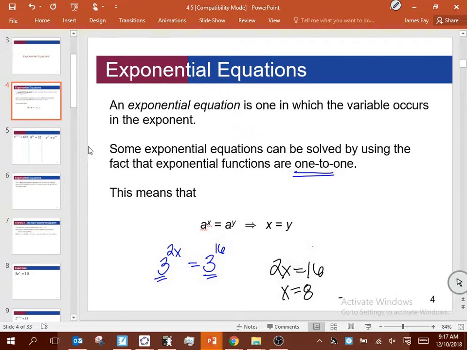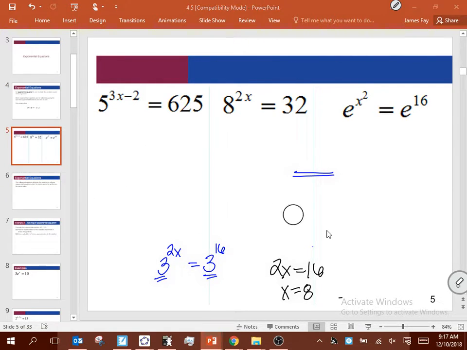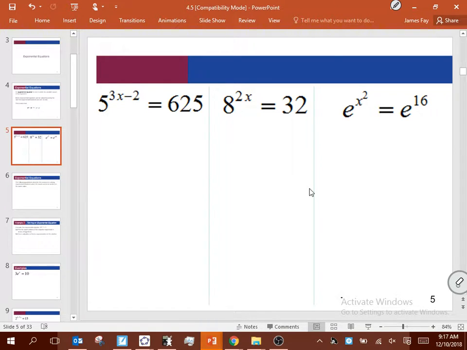Not all of them look that way, and a lot of them don't. But it is an option for us if we can recognize that. So if I look at these equations, none of them have the same base on the left-hand side and the right-hand side. So initially people think, well, I can't do that then. What is the attack that we're going to use for these?